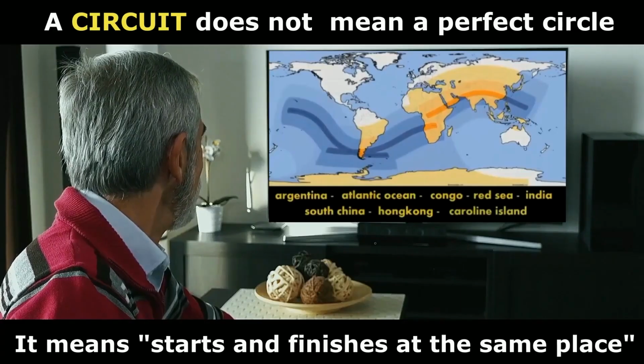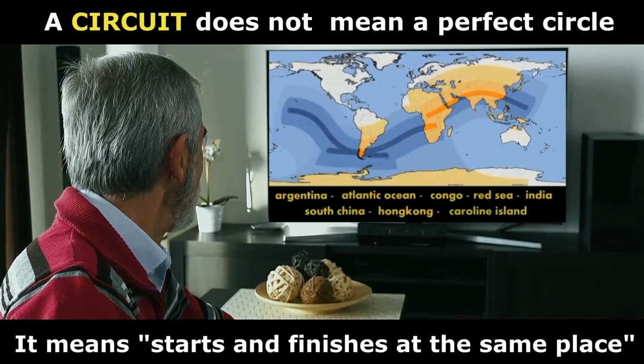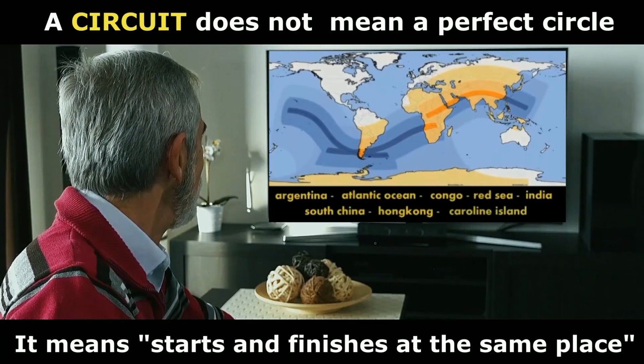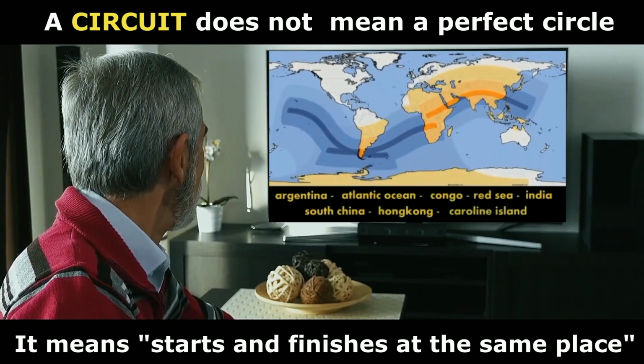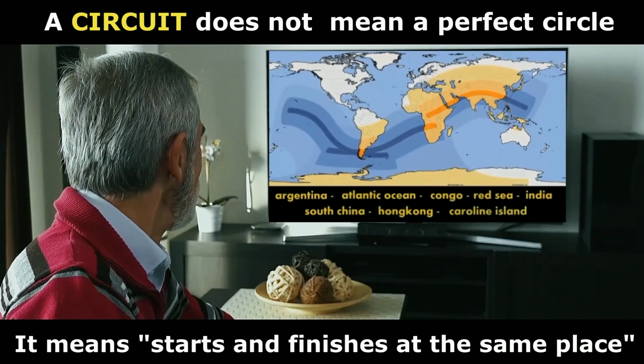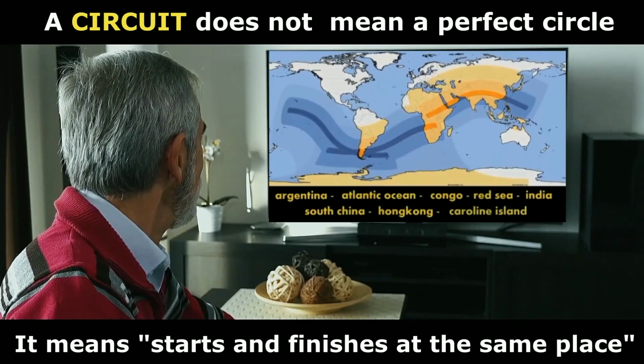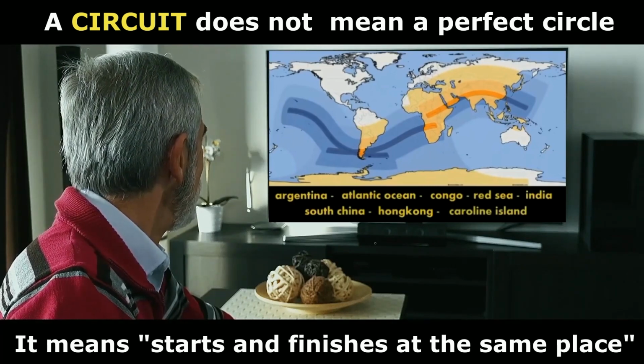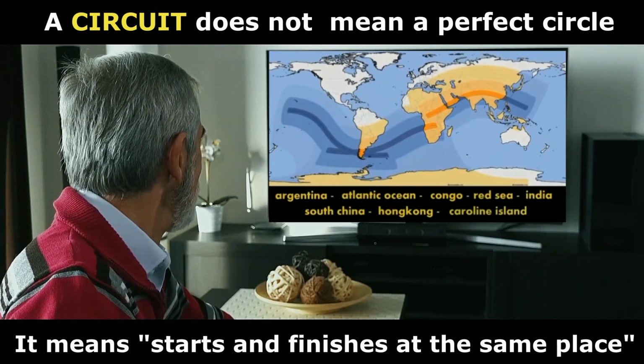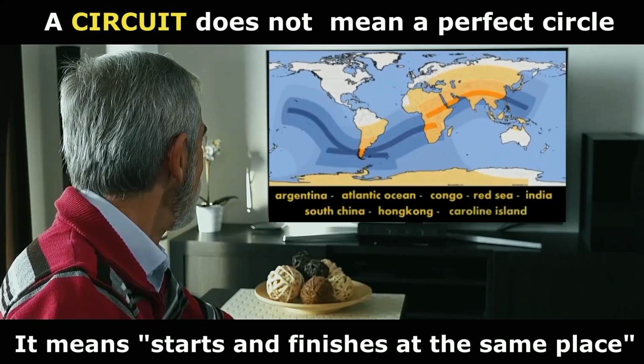Okay, we see here the path of 3 eclipses in different times of the year. You see the one that goes from South America to Africa. It goes from Argentina, across the Atlantic Ocean, Congo, Red Sea. Then we have another one that starts in Africa, goes through the Red Sea, India, and South China. And the last one that goes over the Pacific Ocean, over Caroline Island.